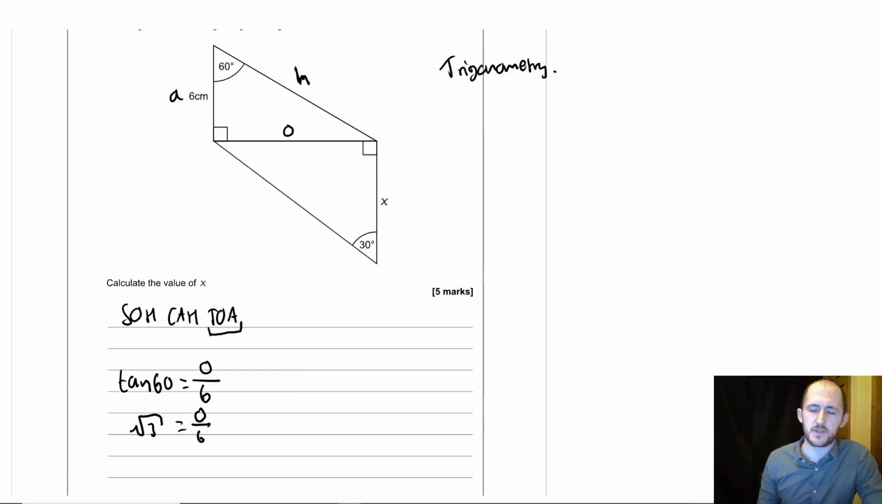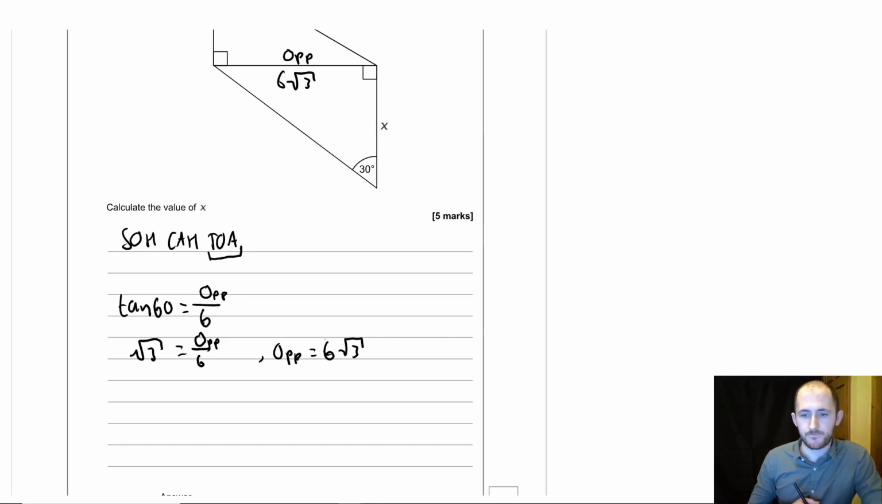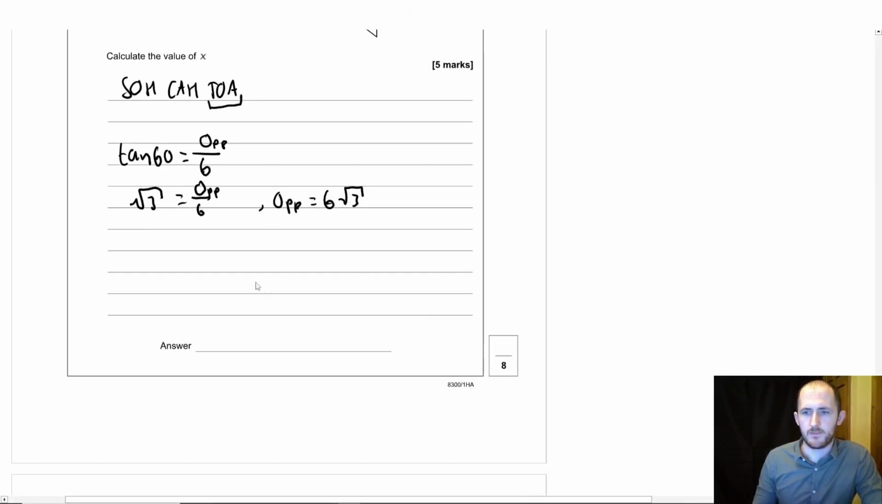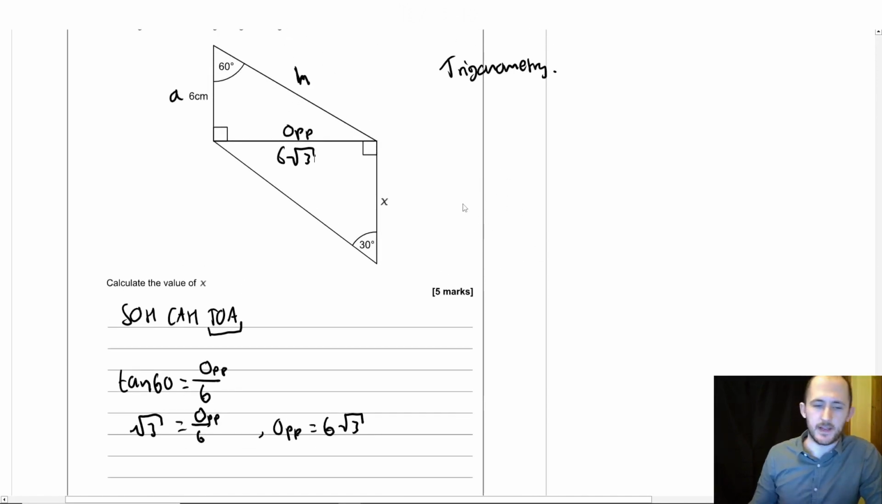Actually, is it confusing that I've used O as the letter? Because it looks like 0 over 6. Okay. There's an easy way to fix this. I'm just going to call it op. Okay? So that op side is just equal to 6 root 3. Okay. So far, are we okay? Probably should give him more space for this answer, actually. Okay, so I'm actually just going to write it up here now.